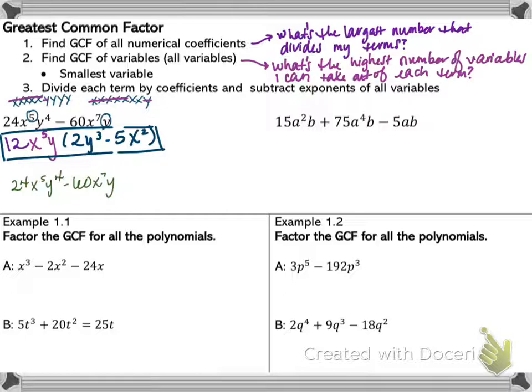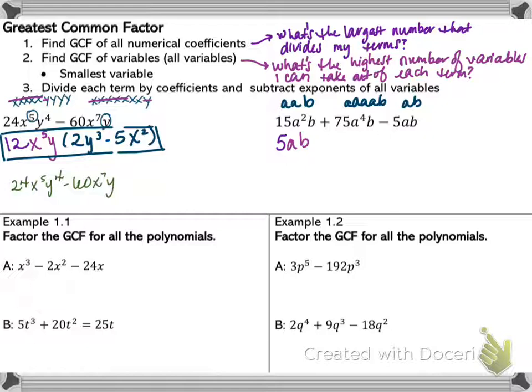Same idea off to the right. We have 15, 75, and 5, so my GCF of my coefficients here, or what I can divide all these numbers by, is 5. Then I can focus on my variables, and I'm going to write this out really fast. A, B, A, B, and AB. So I just wrote this out really fast.